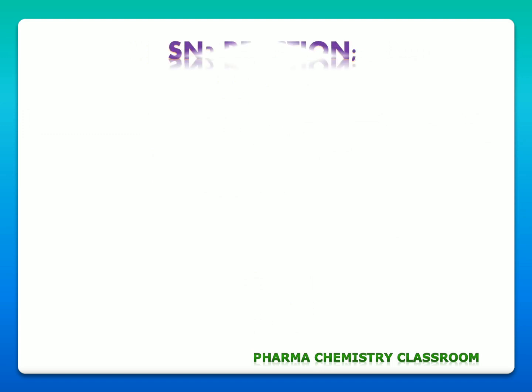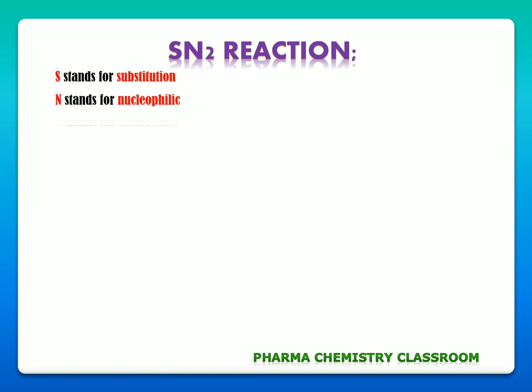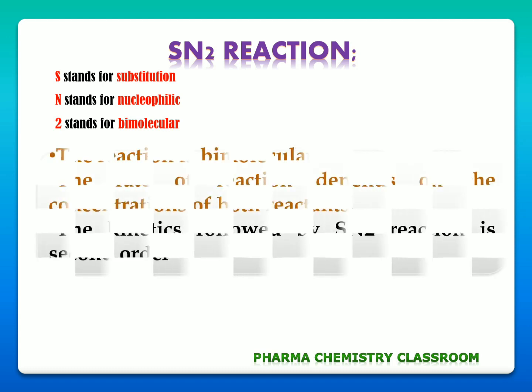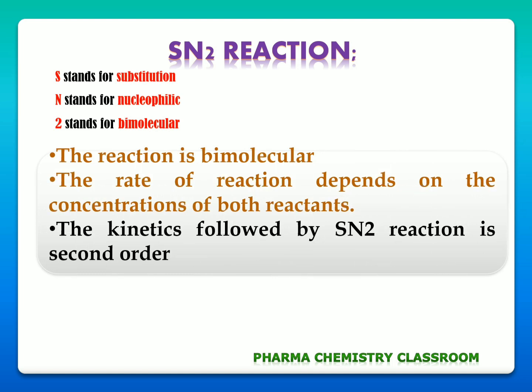We'll see SN2 reaction now. SN2, as we all know, S stands for substitution, N for nucleophilic, and 2 for bimolecular. So the reaction is bimolecular. That is, the rate of the reaction depends on both the reactants. What are the reactants here? One is alkyl halide and another one is nucleophile. Therefore, the kinetics followed by SN2 reaction is second order kinetics.